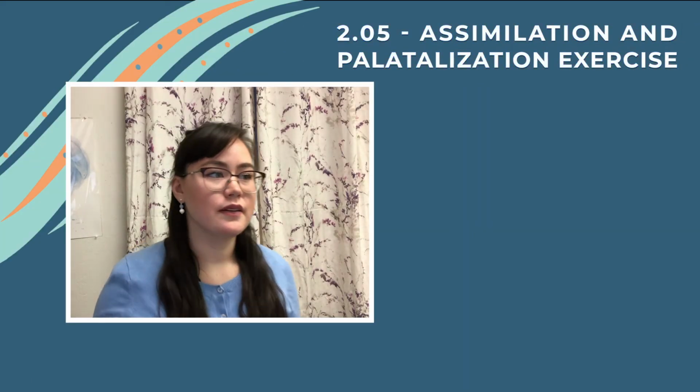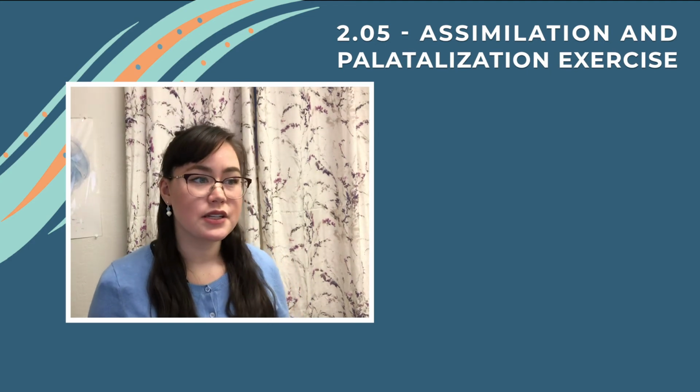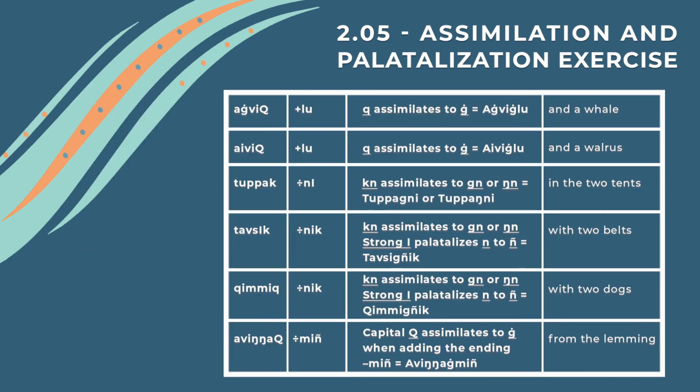Let's look at these examples, which include assimilation and palatalization. Araviq plus lu. The Q assimilates to a G with a dot, so it turns to araviralu, and a whale. Iviq plus lu. The Q assimilates to a G with a dot, so it changes to iviralu, and a walrus. Iñupiaq plus ni. So we have to apply assimilation. KN assimilates to a GN or an N with the tail N. So it changes to tupagni or tupangni. Both are right in the two tense.